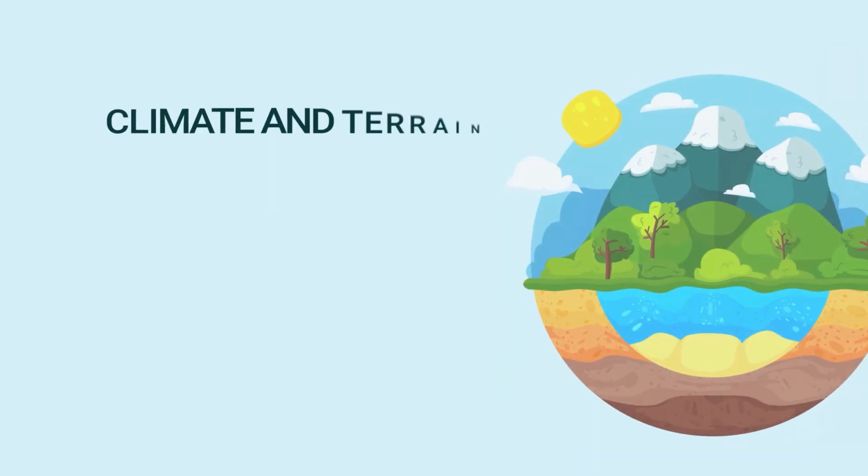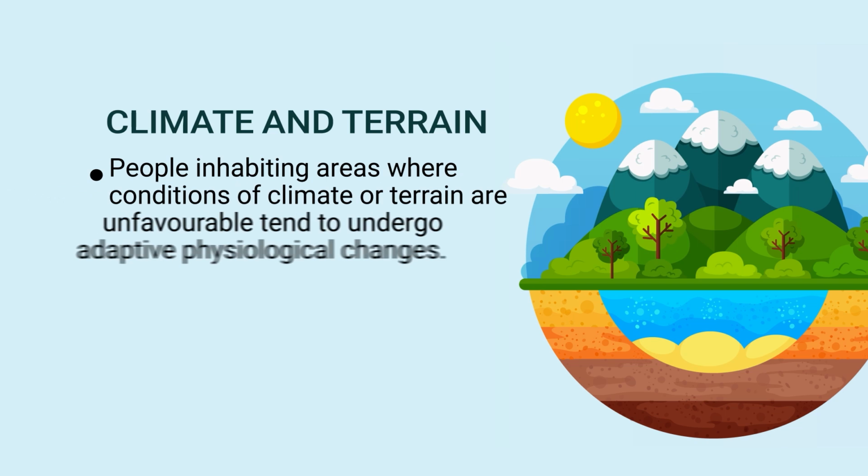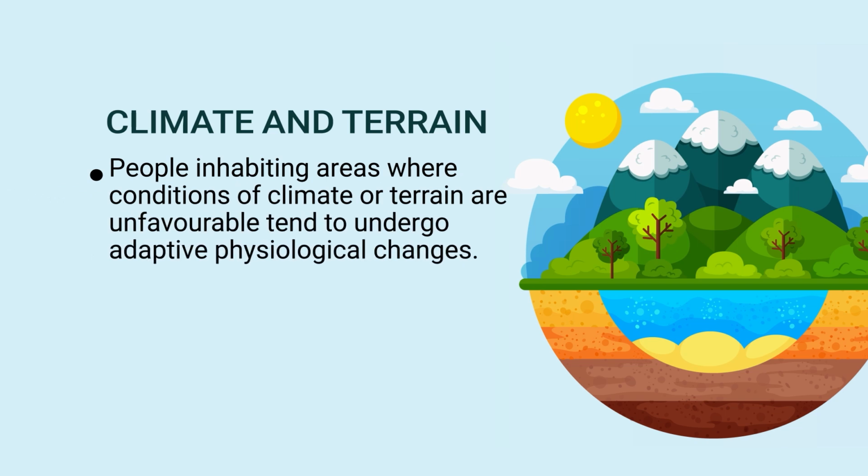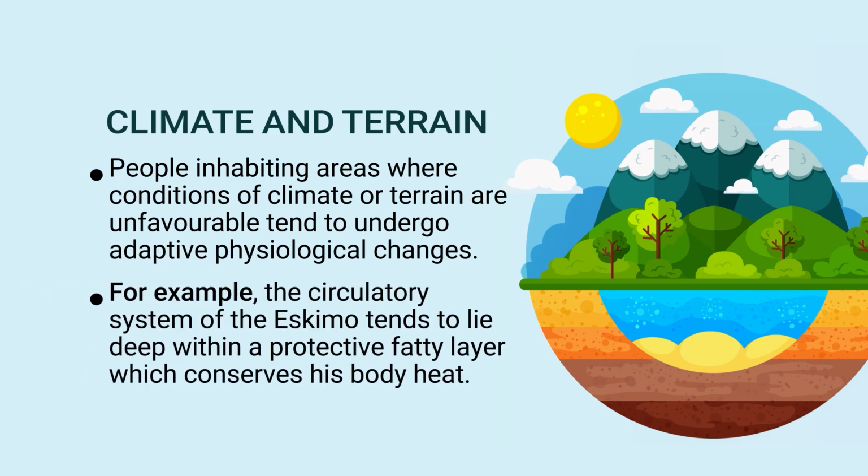Climate and terrain. People inhabiting areas where conditions of climate or terrain are unfavorable tend to undergo adaptive physiological changes. For example, the circulatory system of the Eskimo tends to lie deep within a protective fatty layer, which conserves their body heat.